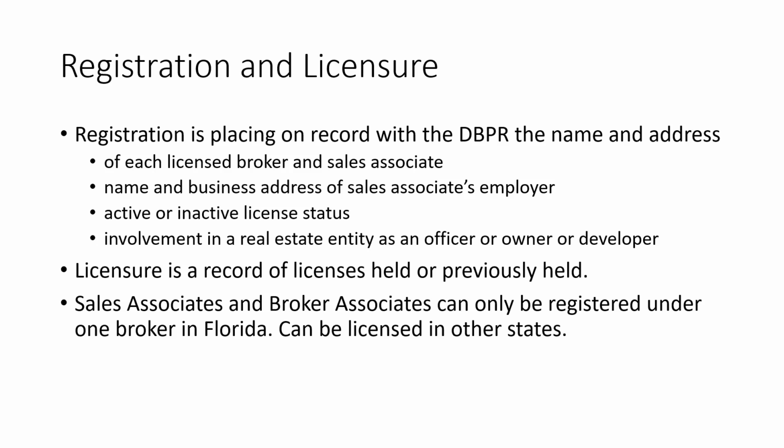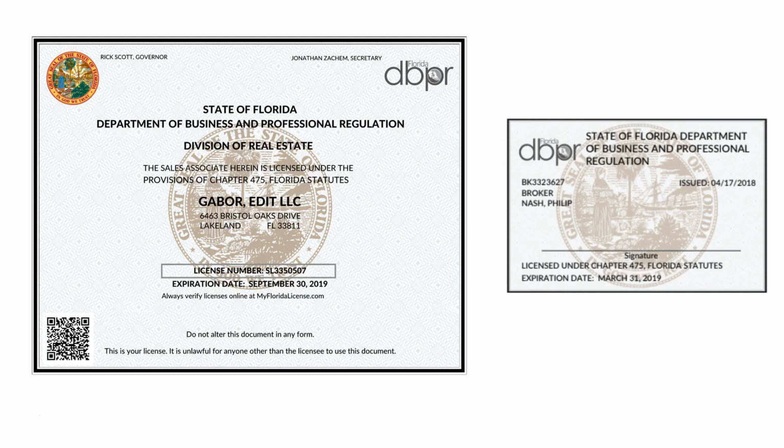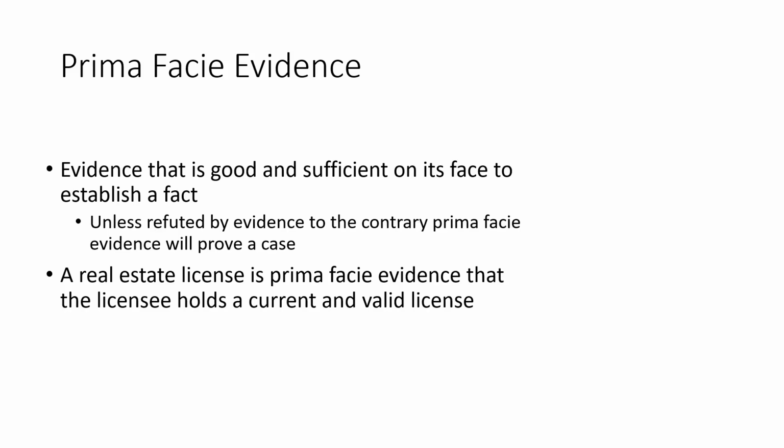Sales associates and broker associates can only be registered under one broker in Florida. You can be licensed as a sales associate or broker, or the equivalent in other states with those states' licenses. Here's a typical example of what a license looks like, with an expiry date, a number, and your name and address on it, and there's a little pocket card you can carry.